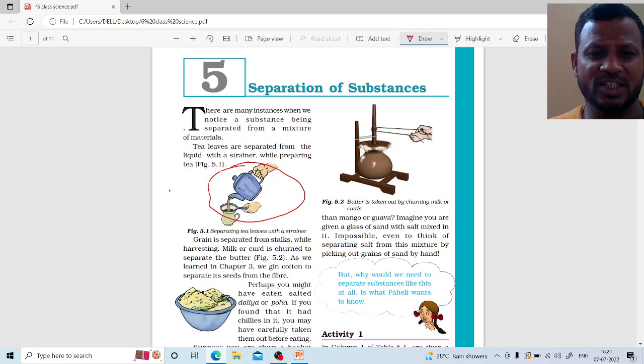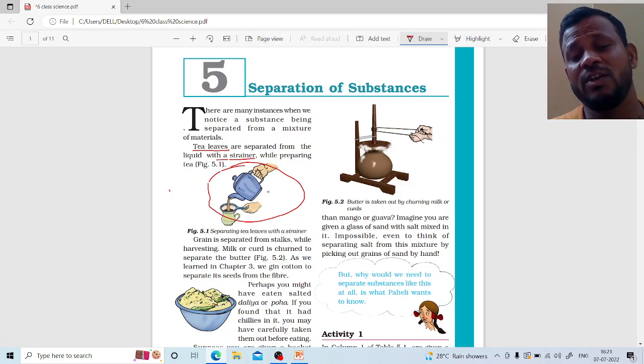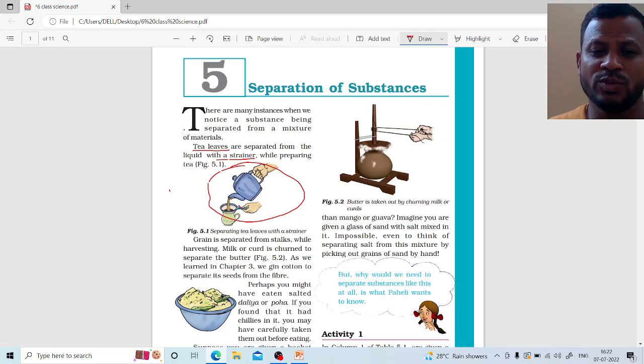This is the separation of tea leaves from liquid tea by using a strainer. You know that your moms, your sisters, even we filter our tea before we drink. We use this filter to separate the tea leaves from the tea. After that, we collect the pure tea to drink in the cups. Look here, we are separating the tea leaves from the tea.